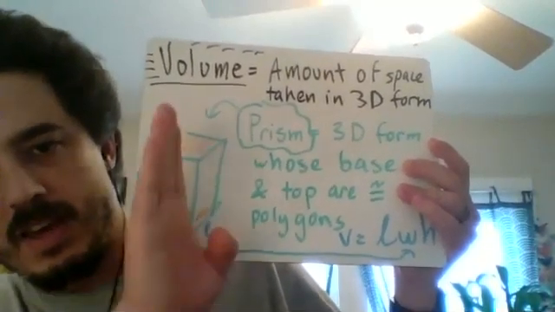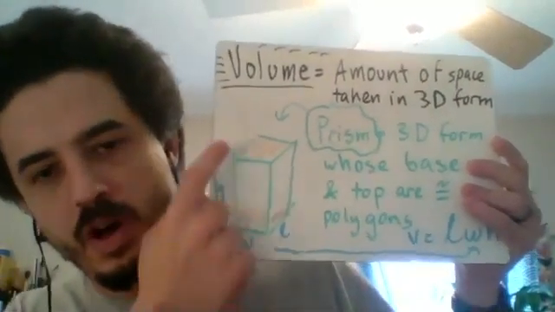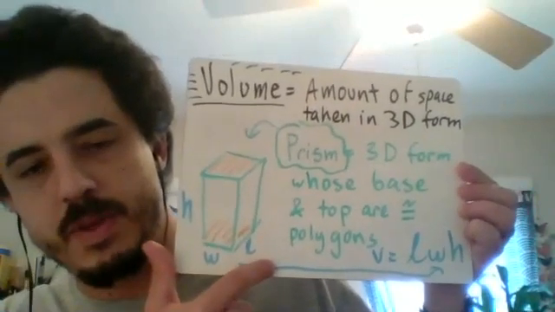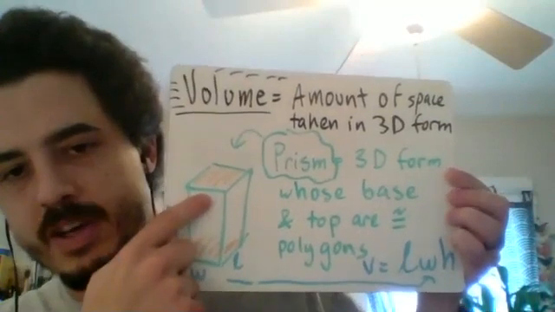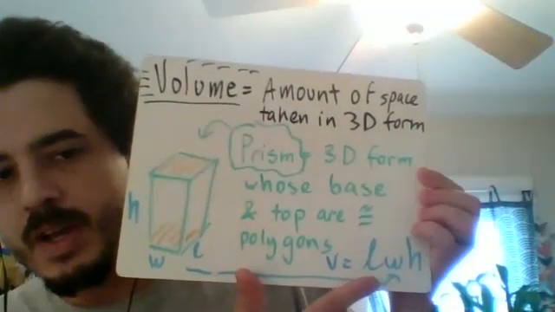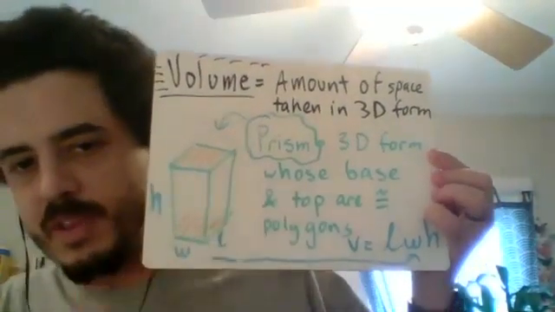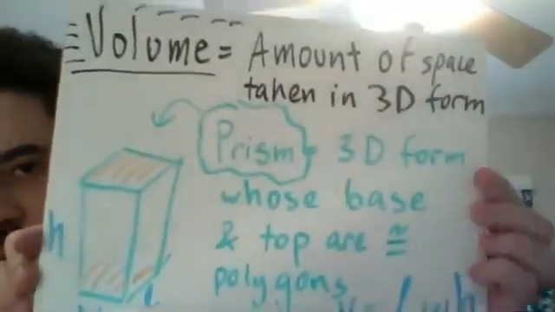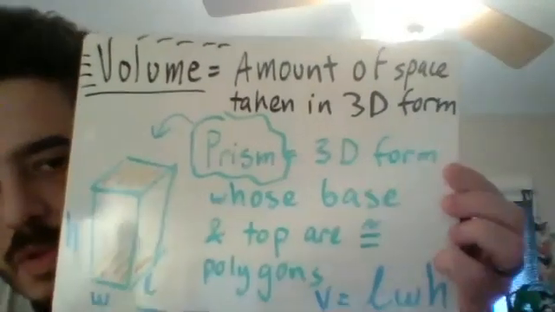And as long as that's the case, you can measure the height here, which is always perpendicular to the base, the width and the length. And for this kind of prism, which is a rectangular prism, having a rectangle as a top, that volume is just length times width times height. Keep in mind that the general form of this will be area of the base times the height. I'll show you that on the next one. So volume is the 3D amount of space a 3D form takes up.